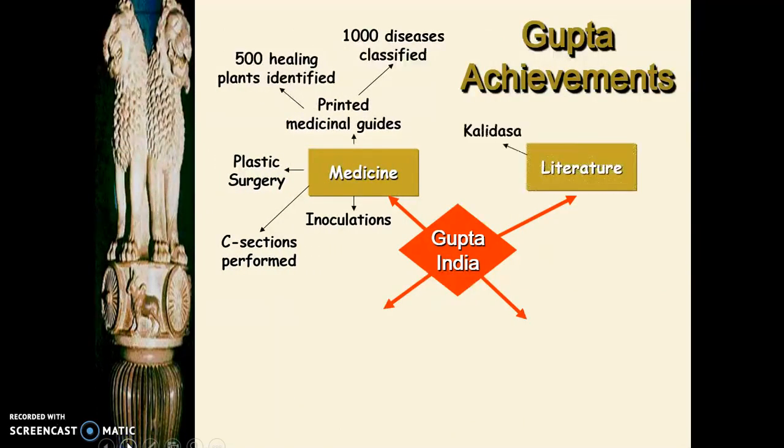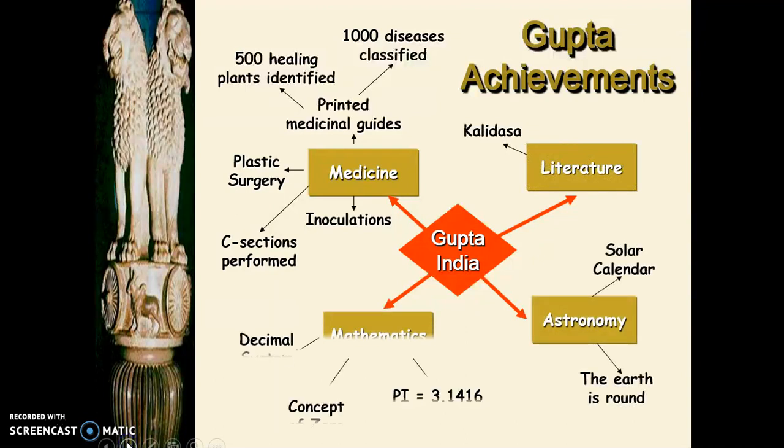Here's some more about Gupta achievements. You don't have to write all of this down, but you should write these main topics. So for example, medicine, and then choose one of these to write down. Astronomy, choose one. Literature, mathematics.